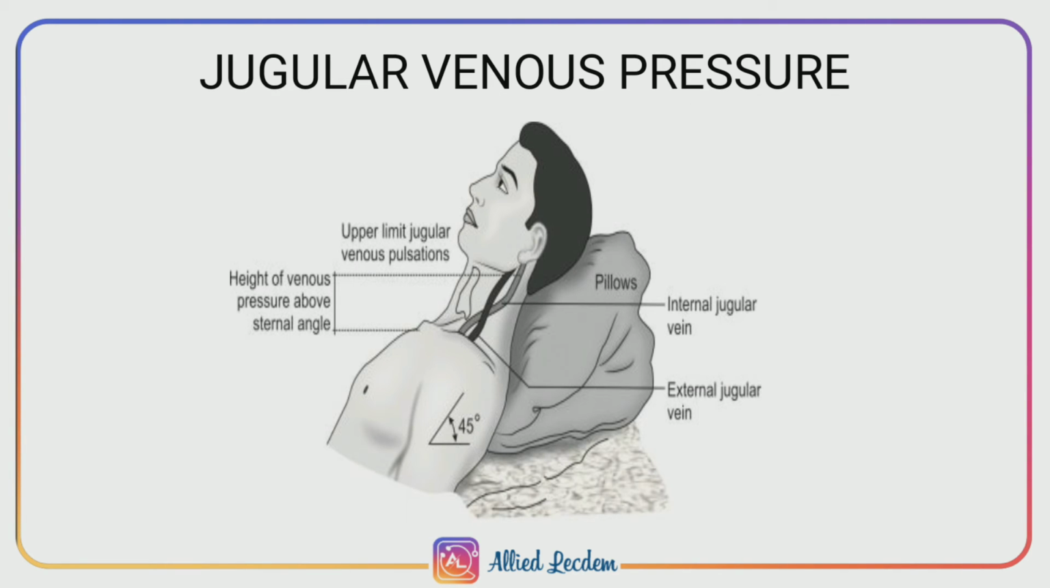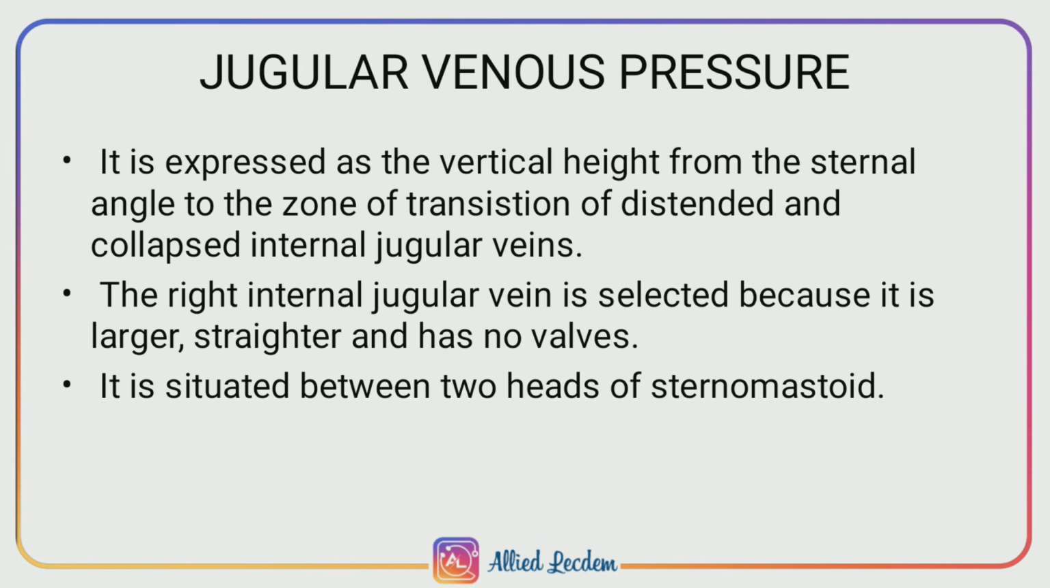Jugular venous pressure. It is expressed as the vertical height from the sternal angle to the zone of transition of distended and collapsed internal jugular veins. The right internal jugular vein is selected because it is larger, straighter and has no valves. It is situated between the two heads of the sternomastoid.